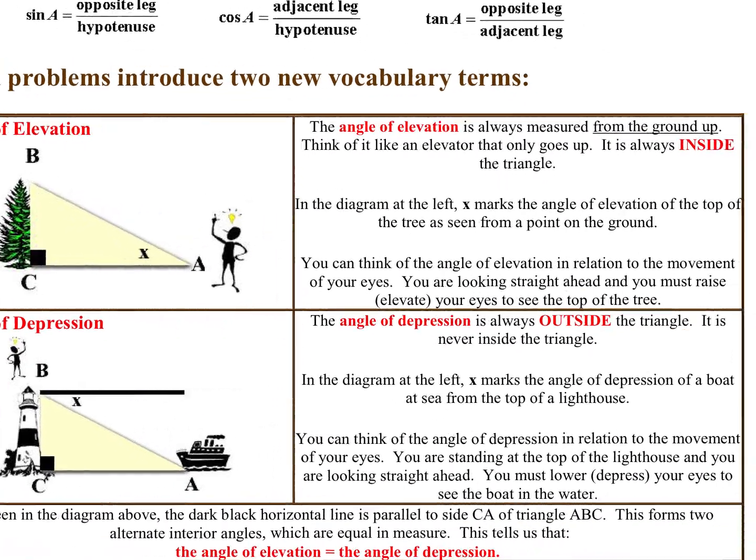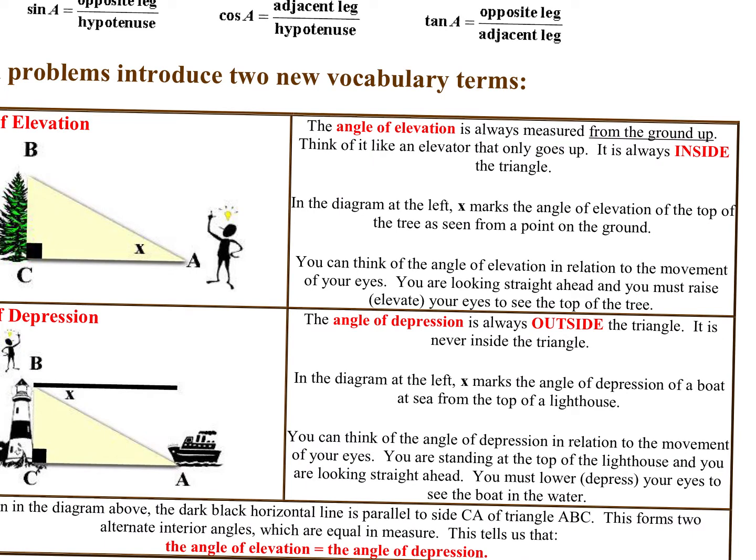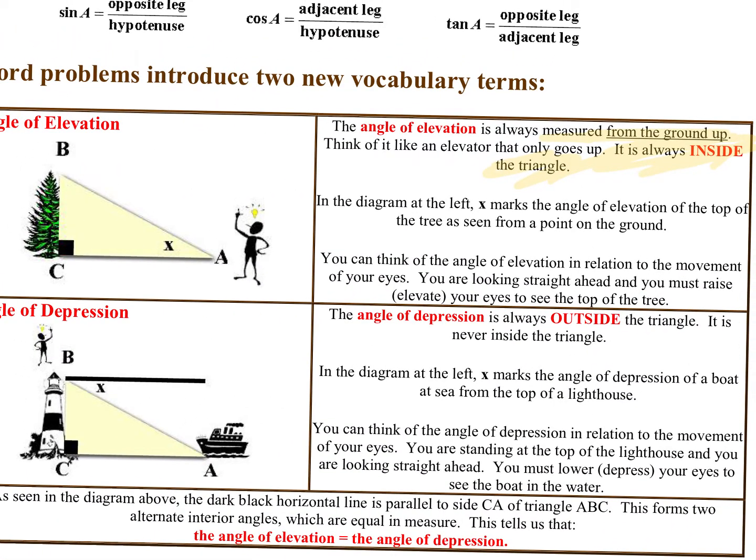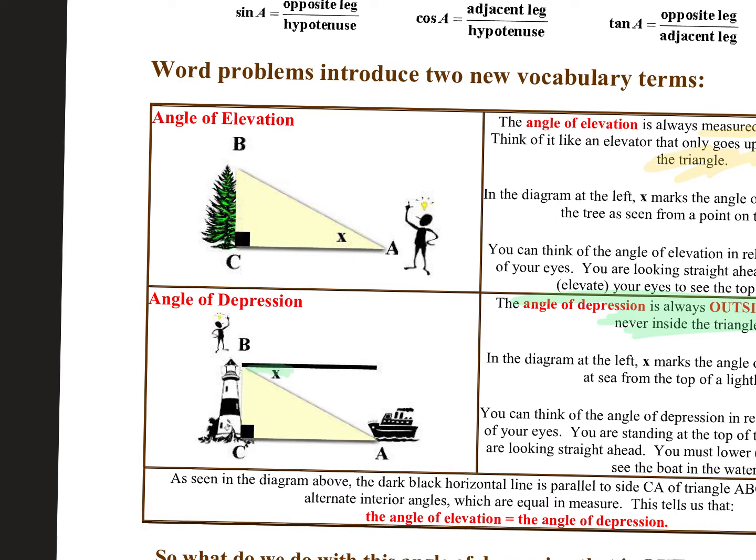We talked yesterday that the angle of elevation, this is a really good description of it, is always measured from the ground up. Think of it like an elevator that only goes up. It's always inside the triangle. When you draw your triangle, it's always that bottom corner angle that's formed with the ground when they say the angle of elevation. All right, when they say the angle of depression, I drew this for you yesterday, the angle of depression is on the outside of the triangle. Your angle of depression is here. So it's not inside your triangle.